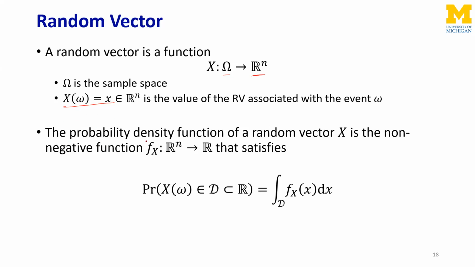So the probability density function of a random vector is a non-negative function f_x, which goes from n-dimensional real space to real numbers and satisfies this property. This you might have seen. What this is basically saying is that the probability that the value of your random vector is going to be inside a set is basically just the integral of the probability density function over that set.